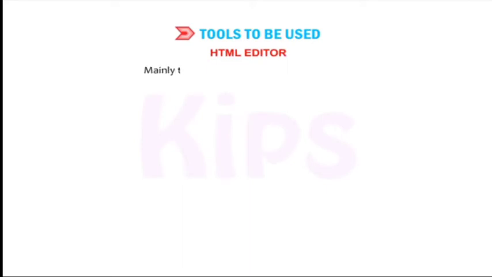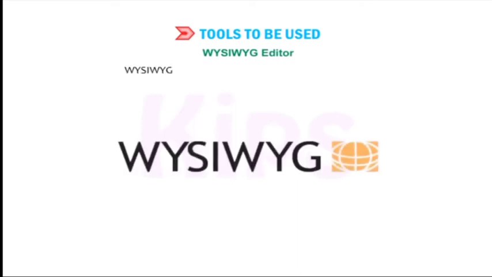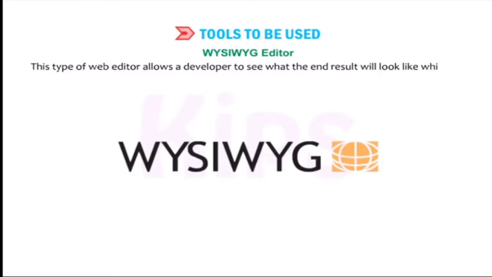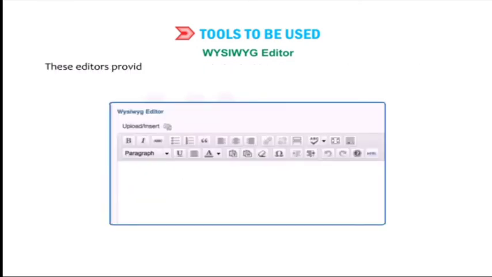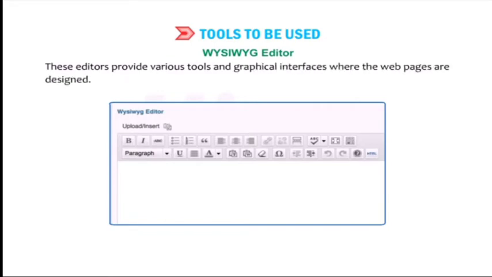HTML Editor. Mainly two types of HTML editors are there. WYSIWYG Editor. WYSIWYG stands for What You See is What You Get. This type of web editor allows a developer to see what the end result will look like while the document is being created. These editors provide various tools and graphical interfaces where the web pages are designed.